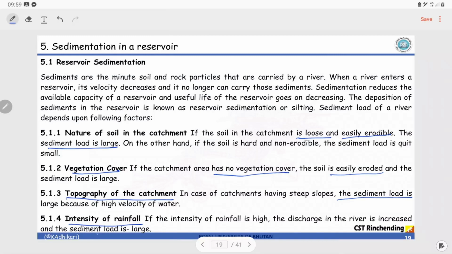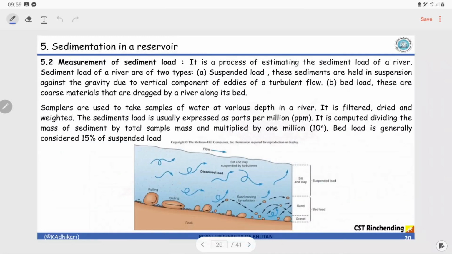Eventually this material will be taken to the river, and the river will take it to the reservoir. Now the next thing is, how do we measure this sediment load? There are two types of sediment. One is the suspended load, which you can see in this image, which is suspended because of the buoyancy force and does not settle down.